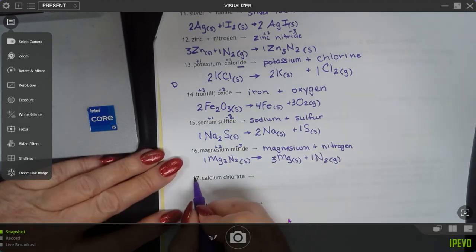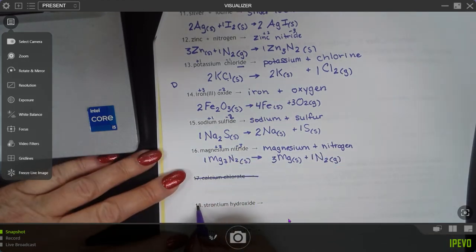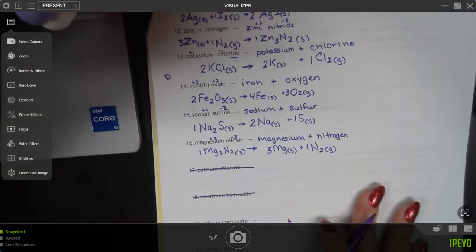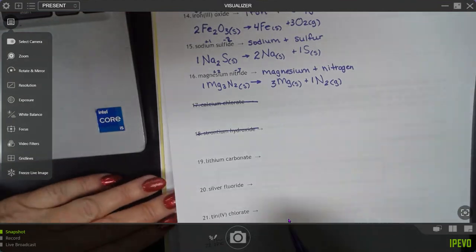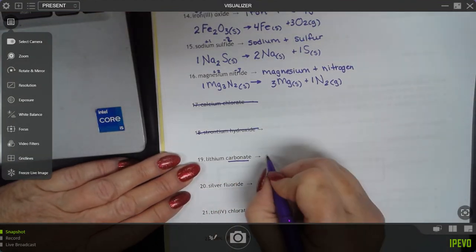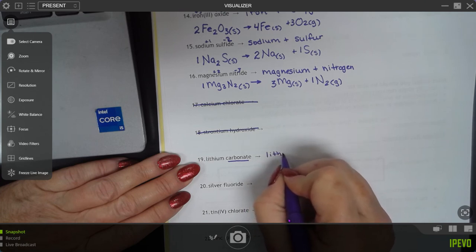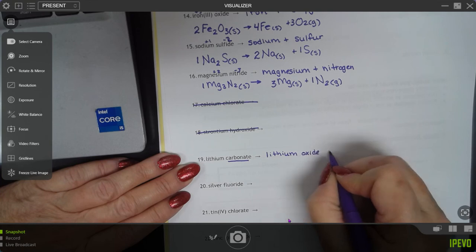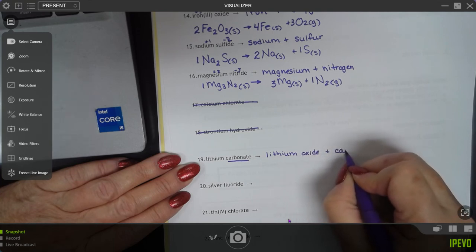Calcium chlorite. We do not have to do chlorites. We do not have to do hydroxides. We do have to do carbonates, but carbonates are easy. Remember, carbonates break down to give the metal oxide, so lithium oxide plus carbon dioxide.